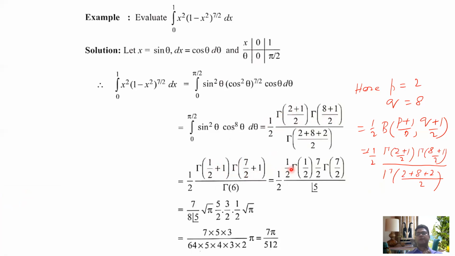Gamma 7 by 2 is a fraction, so we continue with 5 by 2, 3 by 2 and so on. Gamma 6 equals gamma of 5 plus 1, that is factorial 5. After simplification you have 7 by 8, factorial 5, pi, since gamma half equals root pi.